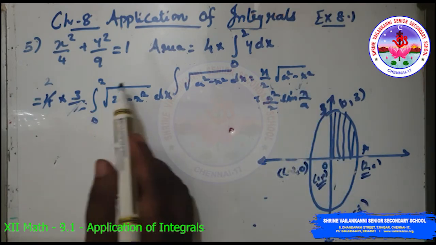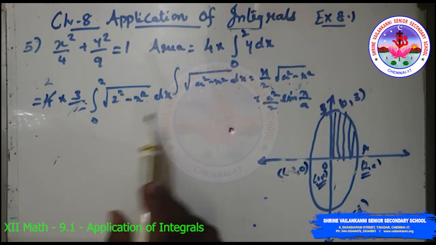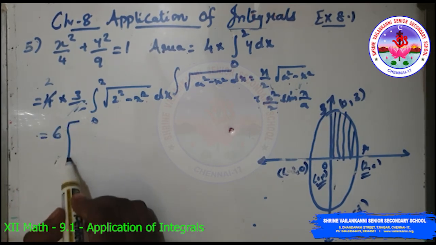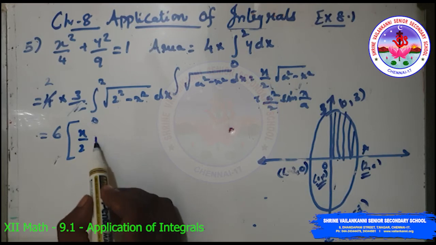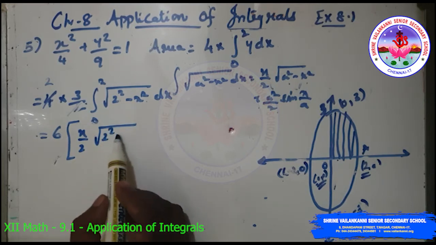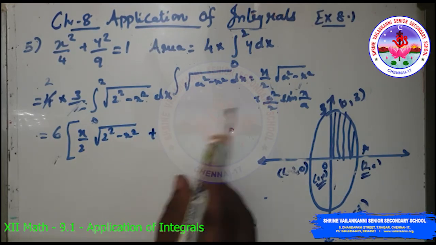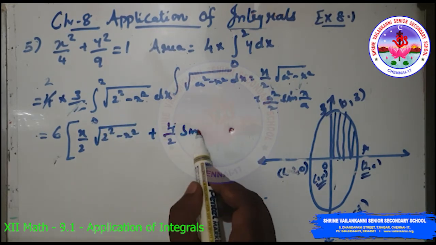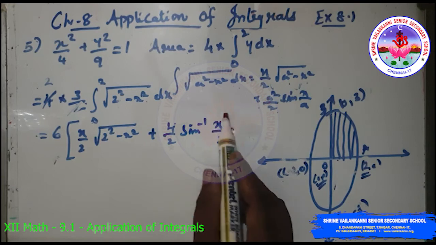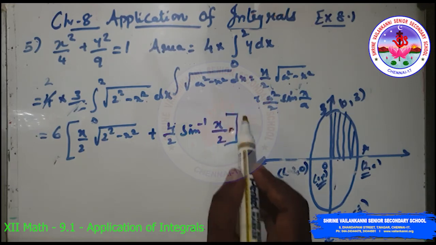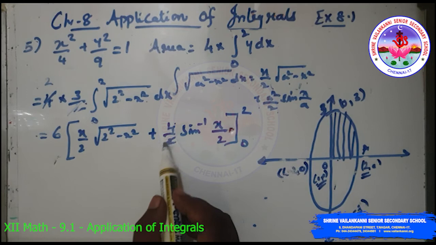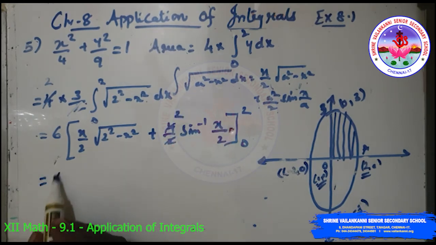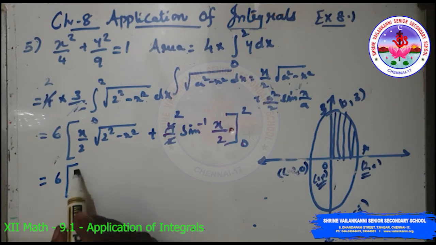So I have to write this as 6 into x by 2 root of 2 square minus x square plus a square by 2, a square is 4, so 4 by 2 sine inverse of x by 2, and the limit is from 0 to 2. So cancelling 2 and 4, we get 2 times sine inverse of x by 2, which is equal to 6 times upper limit minus lower limit.